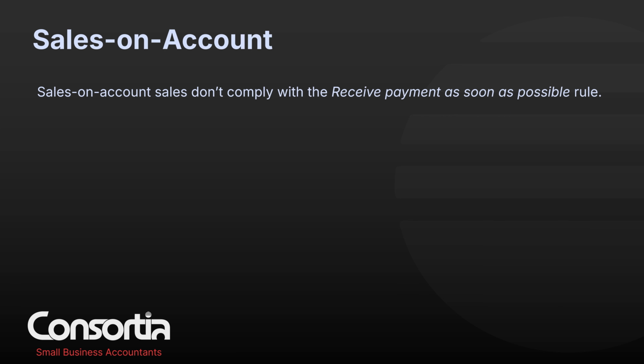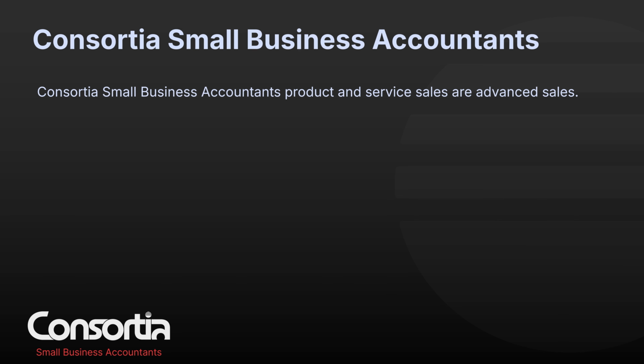So as far as sales on account, they don't comply with the receive payment as soon as possible rule because, again, we're not getting prepaid, we're not getting paid at the time of sale, we're getting paid perhaps 30 days, 60 days later. So it's not the best way to comply with the get paid as soon as you can rule, but nonetheless, if you got good clients and they pay, then it's not that much to worry about. What I want to do is just take a minute and explain to you how we have set up our policies based on what I've explained to you.